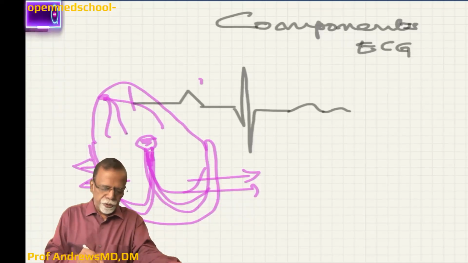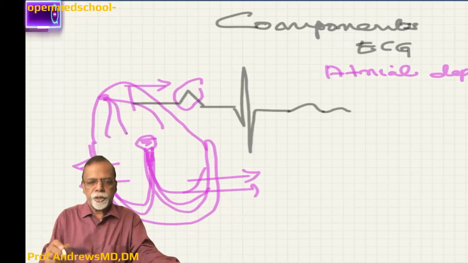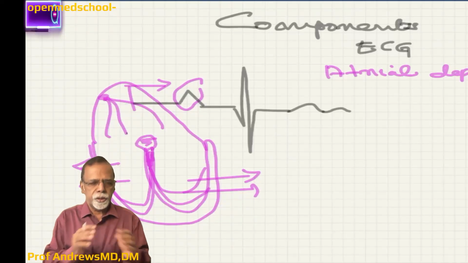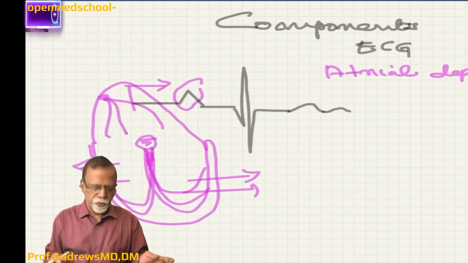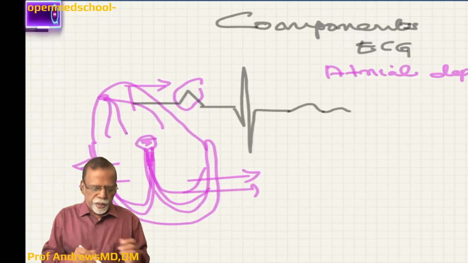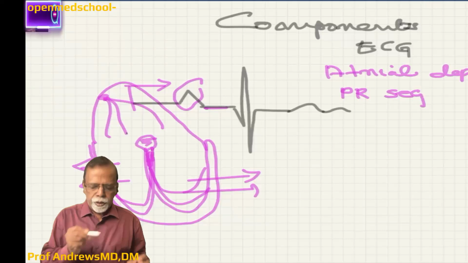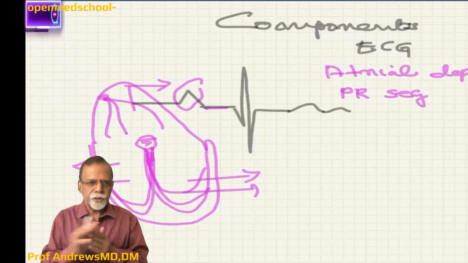The P wave is due to atrial depolarization. So P is atrial depolarization. Remember, it is not due to the atrial contraction or systole; it is the depolarization wave that is producing P. Following this, there is no electrical activity. That period is the PR segment. The PR segment is isolated.